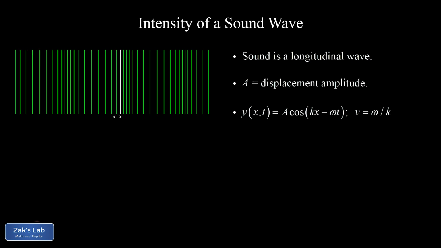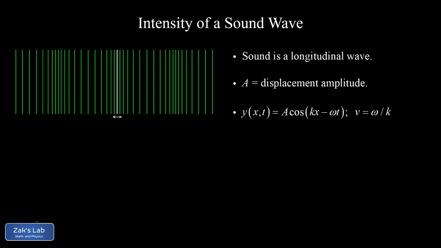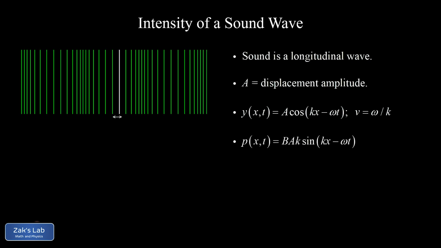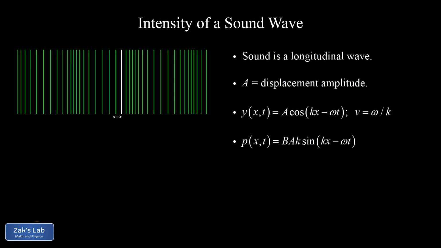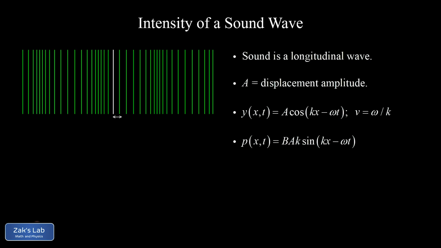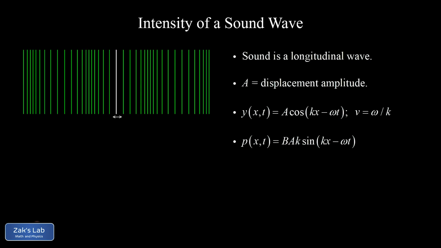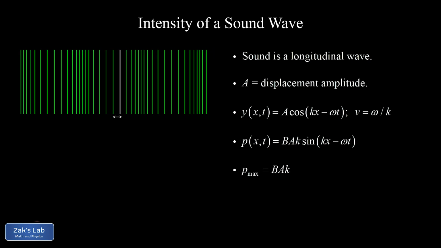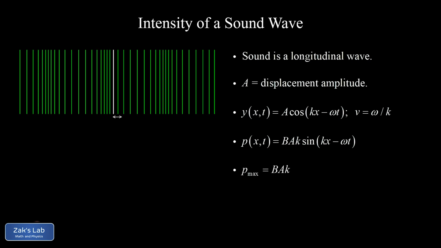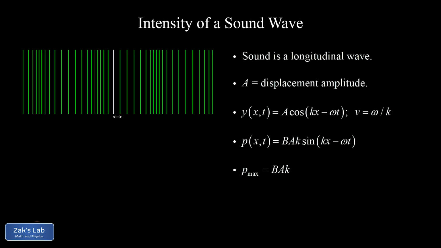Now in the previous video, we used this displacement wave function to derive the corresponding pressure wave function. And that's given by p of x and t is equal to B times A times k times the sine of kx minus omega t, where that B is the bulk modulus of the medium, A is the displacement amplitude, and k is the wave number. And this immediately implies that the maximum pressure value is just equal to the amplitude of that pressure wave, and that's just B times A times k.